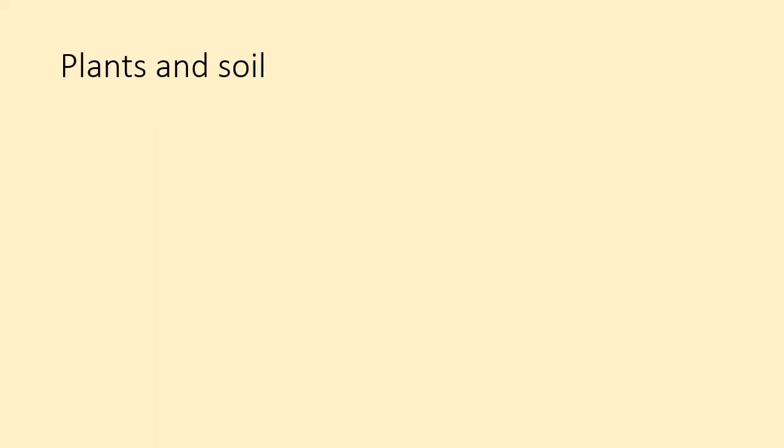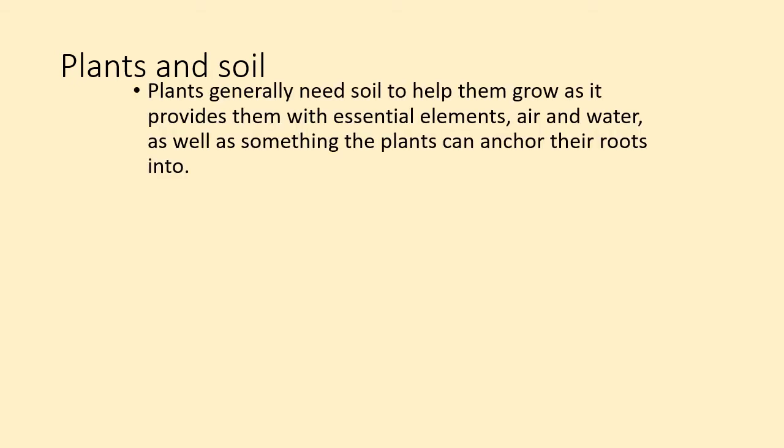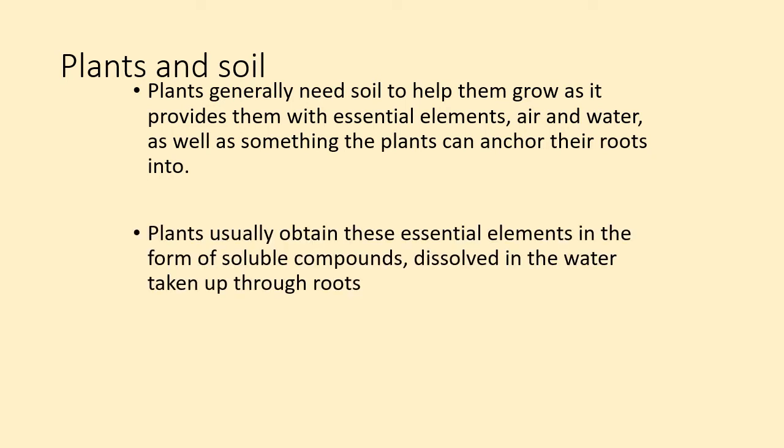So when it comes to plants and soil. Plants need soil to help them grow because it provides them with essential elements, air and water, and also because without soil around their roots, plants would easily just blow away in the wind or get swept away whenever it rained heavily. So soil is really important for plants. Plants get the essential elements from the soil whenever those elements dissolve in water and they absorb them through the roots.